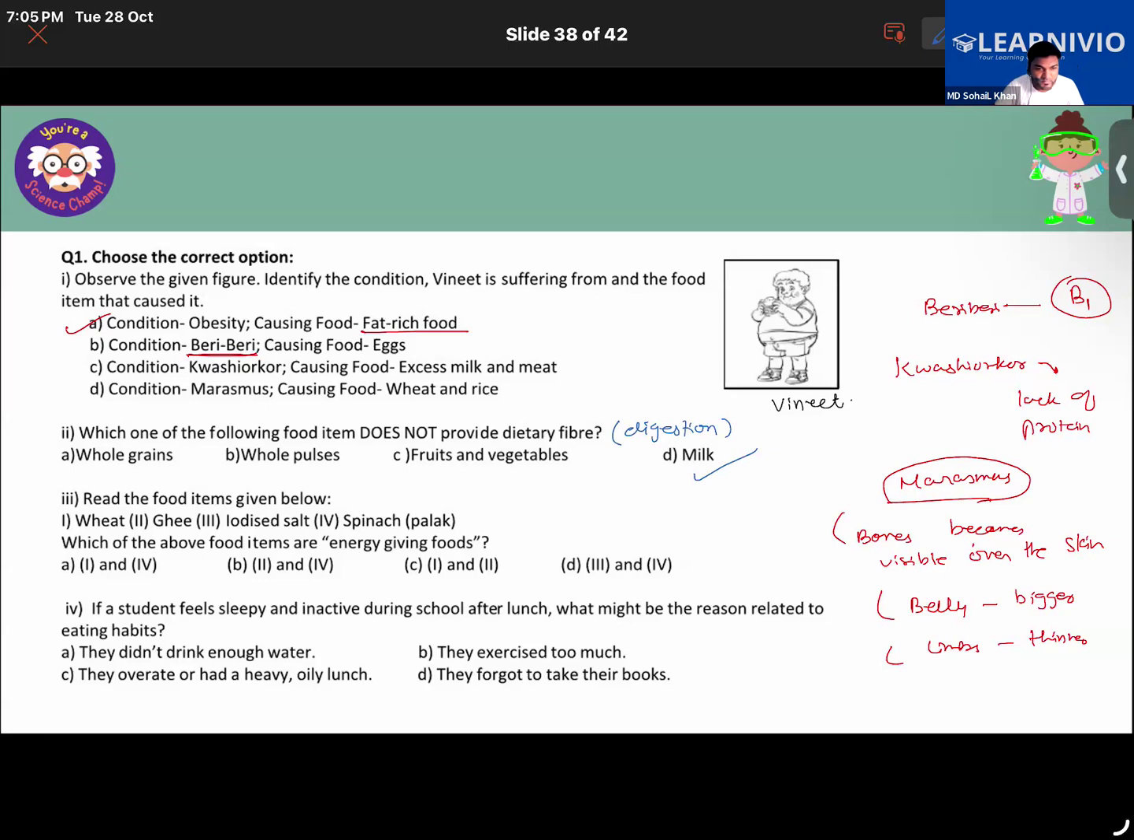Read the following items given below. Which of the food items are energy giving foods?